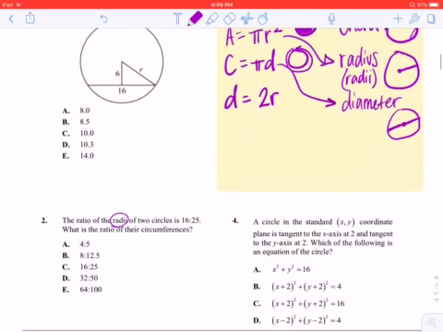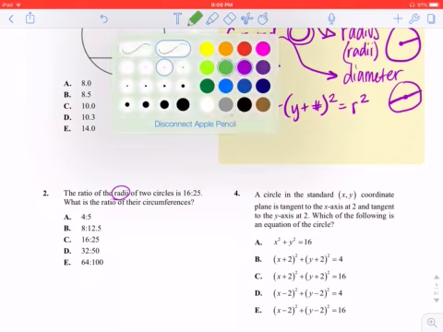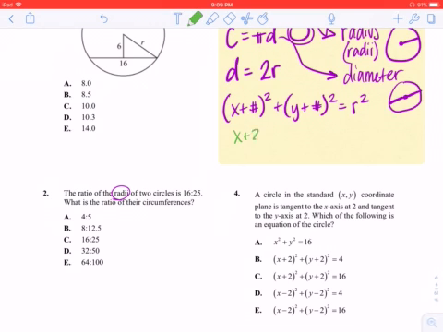Let's see. The equation of a circle is always (x plus a number) squared plus (y plus a number) squared equals the radius squared. So you might see something like (x + 2) squared plus (y + 4) squared equals 100.